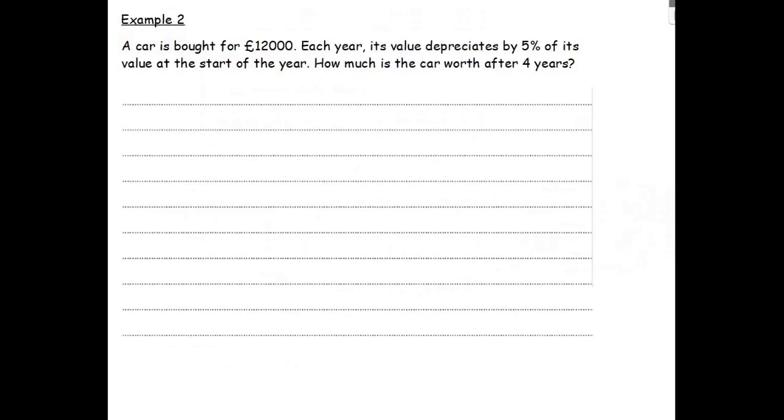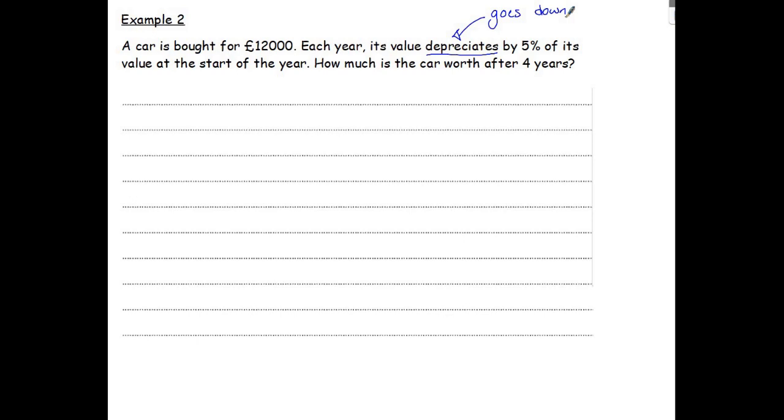Okay, let's try it with another example in the hope that it will make a bit more sense. So here, a car is bought for £12,000. Each year its value depreciates. What does depreciate mean? It means it goes down by 5% of its value at the start of the year. So this is going to be compound interest, because it's going down depending on how much it was the previous year. How much is the car worth after 4 years?